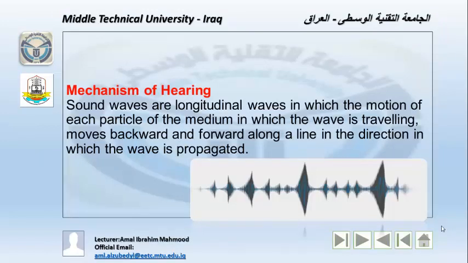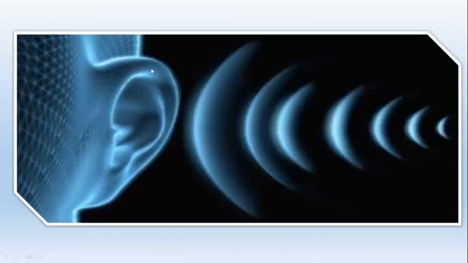Sound waves are longitudinal waves in which the motion of each particle in the medium moves backward and forward. This is the motion backward and forward along a line in the direction in which the wave is propagated. The human aural system reacts to these oscillating pressure changes and transmits them to the brain through a series of steps. These steps are done at an organ called the nerve.